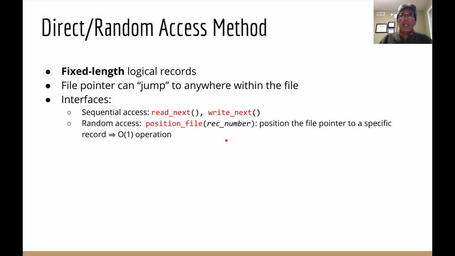The second access method, random or direct access, is much faster than the sequential access method. But for this method to work, each record in the file must be of fixed length or uniform length. In addition to the read next and write next operations, the random access method provides a function to position the file pointer to a specific record. The position file function takes a record number to position the file pointer to a specific record, and this function operates in O(1) or constant time.